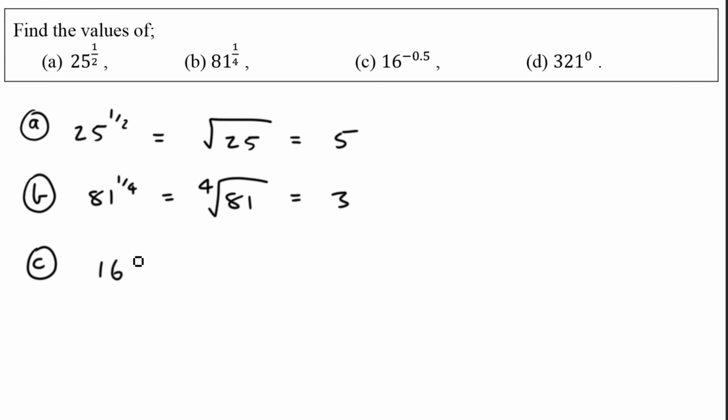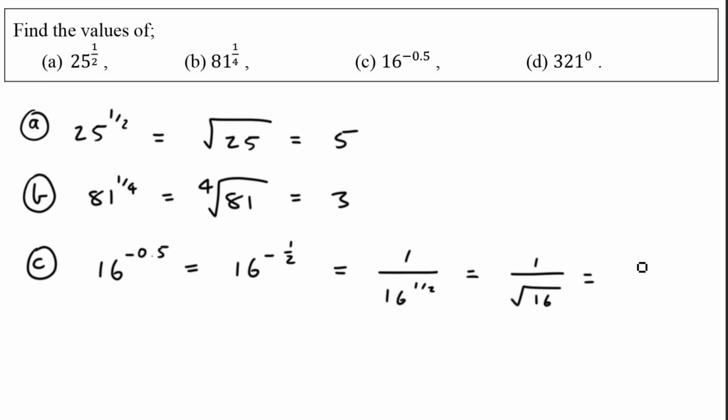What is 16 to the power of negative 0.5? I think I would prefer to write that as 16 to the negative 1/2. Well, let's deal with the negative first. We know that a negative is the same as this appearing on the bottom of a fraction. In other words, we have 1 over 16 to the half. And 16 to the half means square root of 16, which is 4. So our final answer of 16 to the negative 0.5 is 1/4.